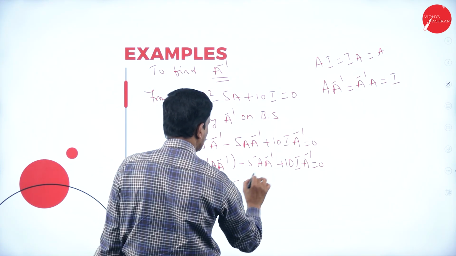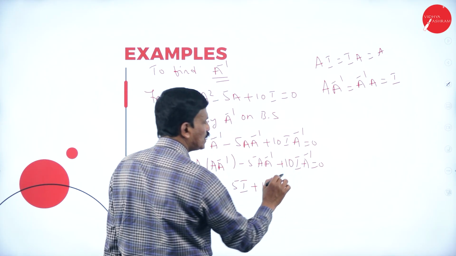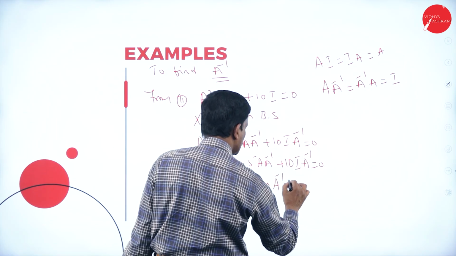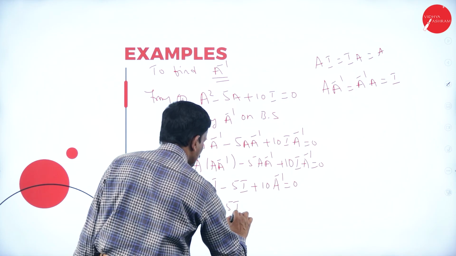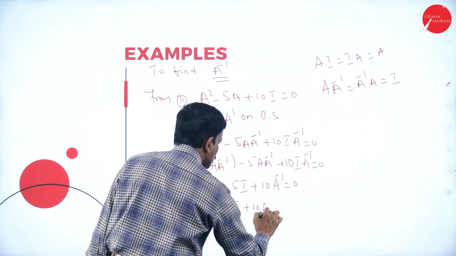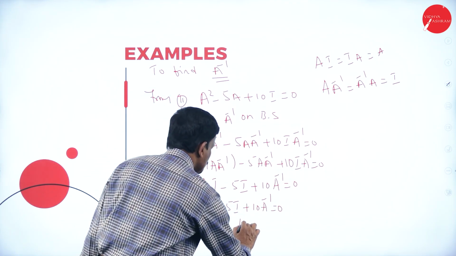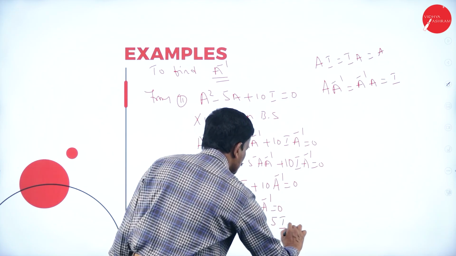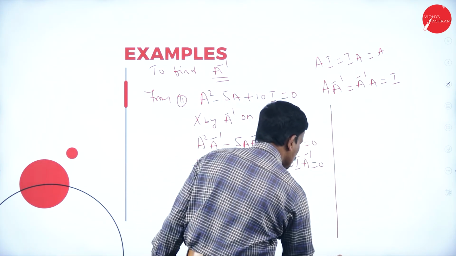Again, 5A inverse is equal to an identity matrix plus 10 into any matrix inverse into an identity matrix is equal to inverse, A inverse. So, A into I is equal to A minus 5I plus 10A inverse is equal to 0. Now, what is required is to find the inverse. Keep 10A inverse and transfer: plus 5I becomes minus 5I and plus A becomes minus A. Now, substitute here. That's it.